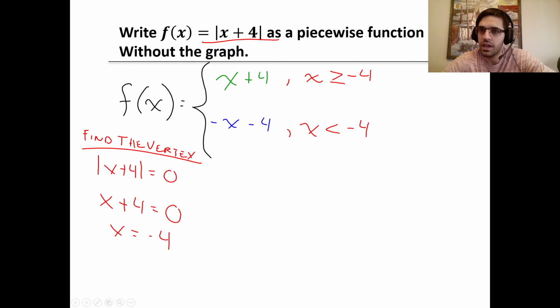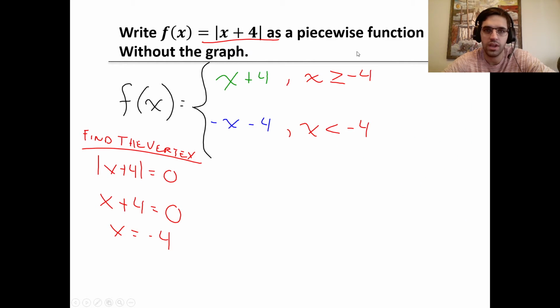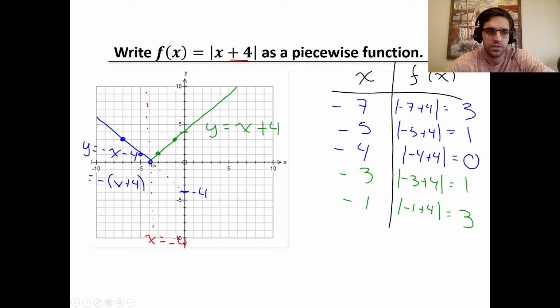Now the next thing I want to say is if you were to be asked this question without having done the graph ahead of time, if this was the question right here, write this as a piecewise function, how would you do that? Well, we need to know where the vertex is, the point between the two lines, and then we could just find the positive slope side and the negative slope side accordingly.